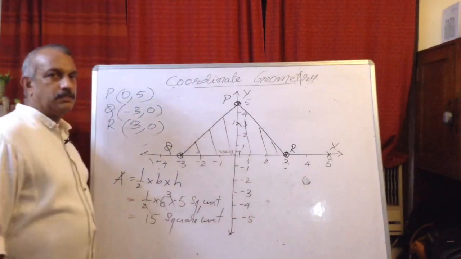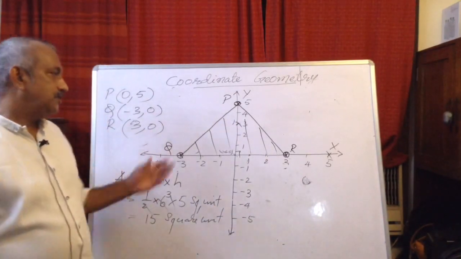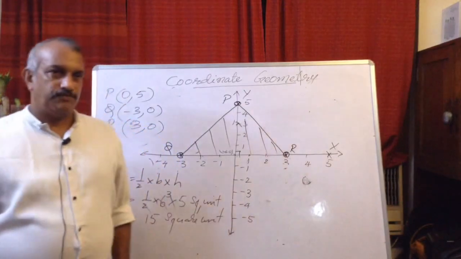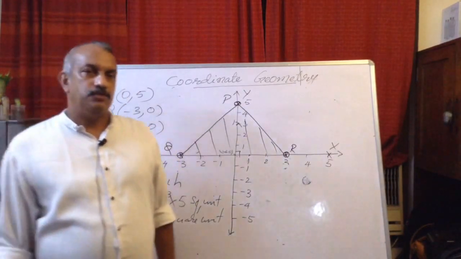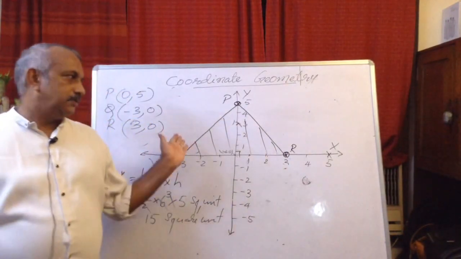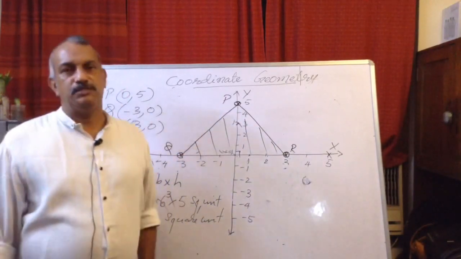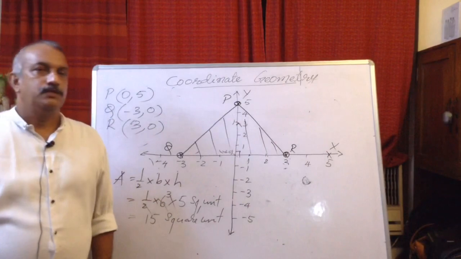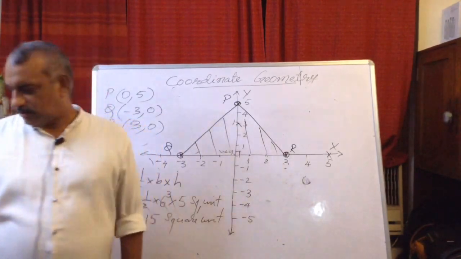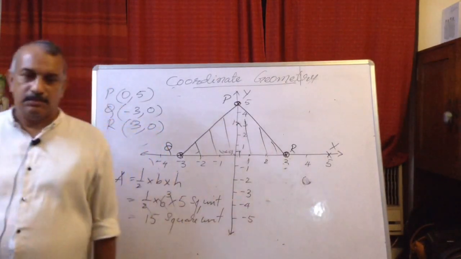This is the answer. So like this, the question is: plot the following points on a Cartesian plane, join and shade the shape obtained and find its area. This is the maximum possible question from this chapter. So let us conclude this chapter from the beginning.